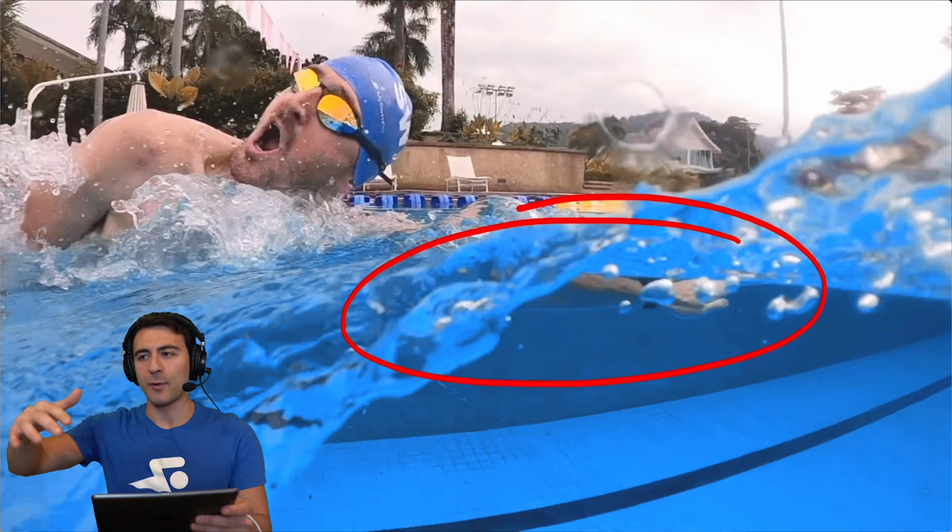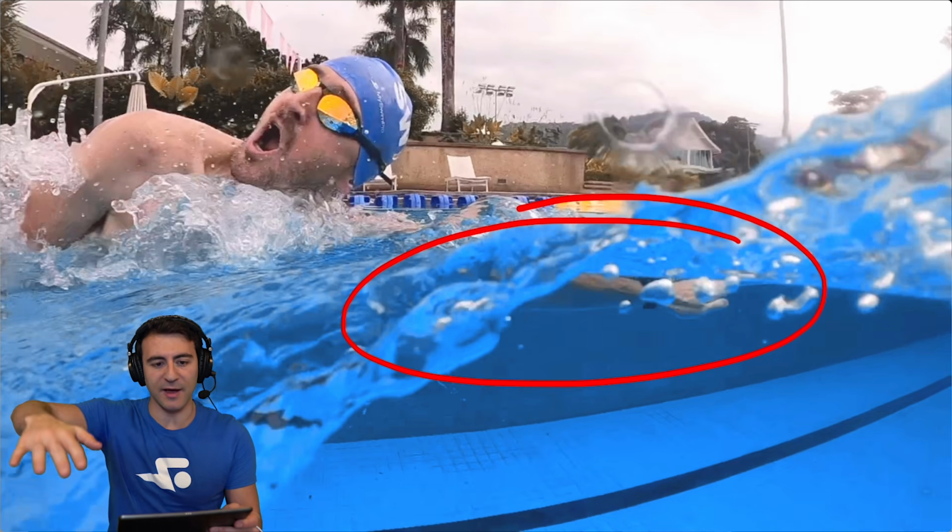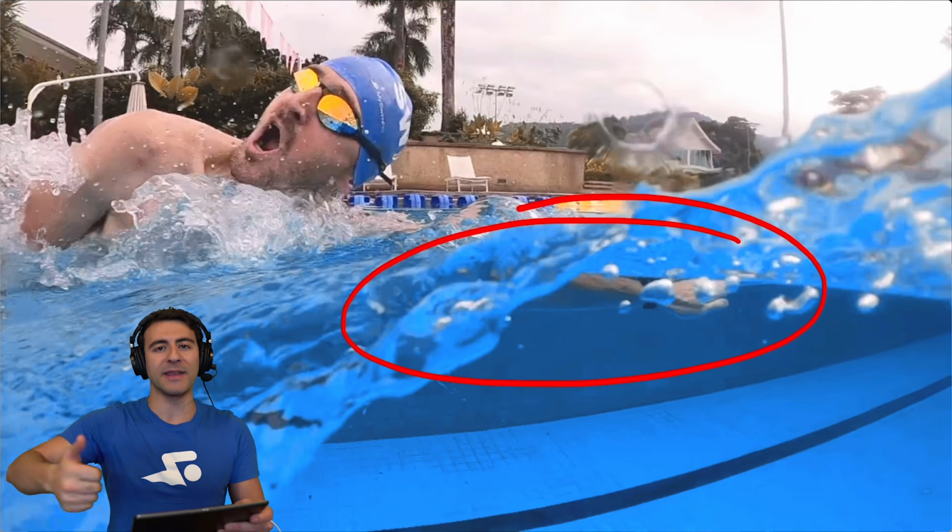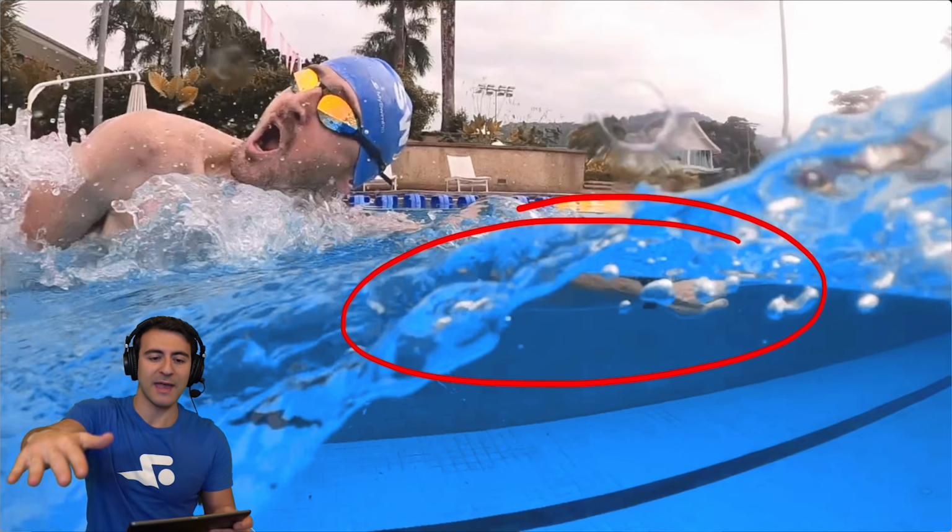Remember, I alluded to that. When you drop your hand and you push your hand down, you're actually pushing your upper body up, and that's going to cause your legs to sink more, and you're not pulling.